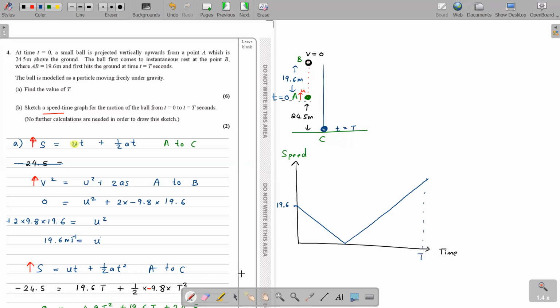Okay. No further calculations are needed in order to draw the sketch, which means what? Normally, when we draw a sketch, we try to find the places where we cut the x-axis. So at the point B, what's the time value? However, they have very clearly said no further calculations are needed. Okay, so then this is it. This is enough. Okay.